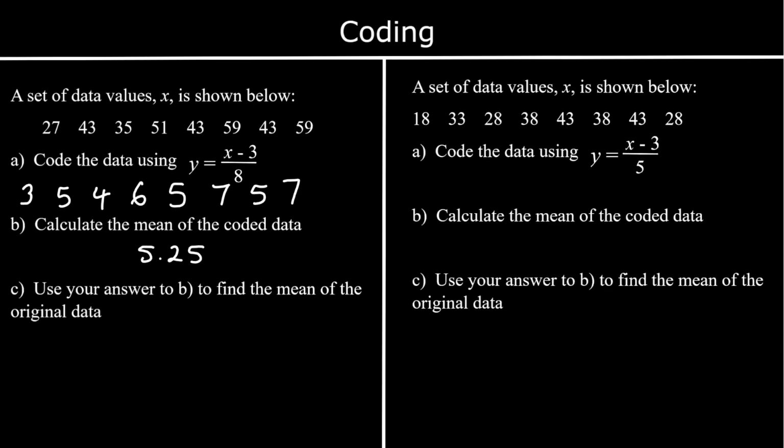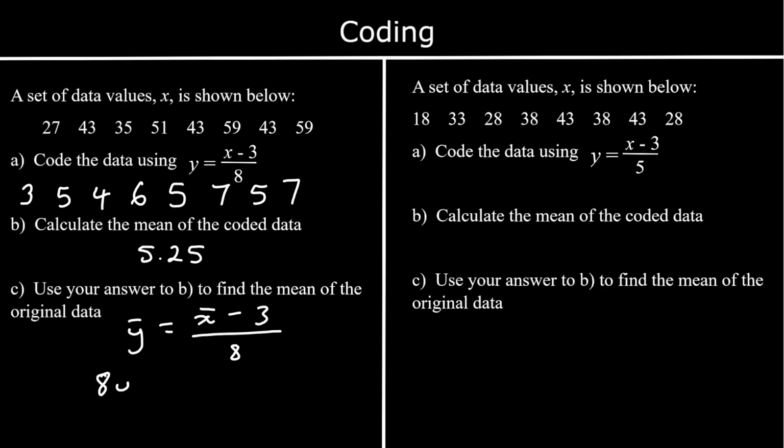Use your answer to find the mean of the original data. So we've got the mean of the y's, and we can say that y bar is (x bar minus 3) over 8. So when we've got a mean, if we double all the numbers, we double the mean. If we add 3 to all the numbers, we add 3 to the mean. So we just need to undo this coding. So we're going to times by 8 and then add 3, and that will get x bar by itself.